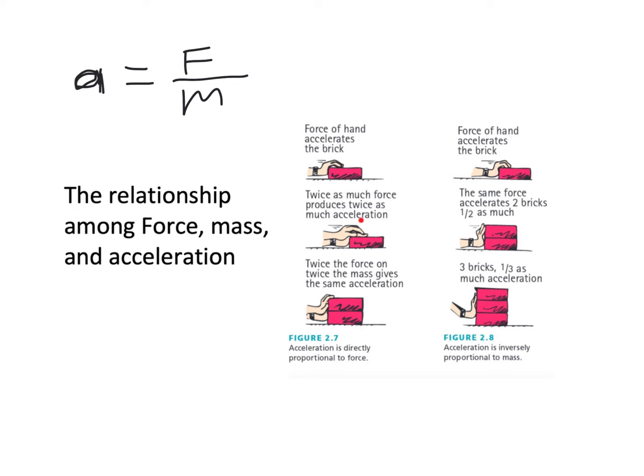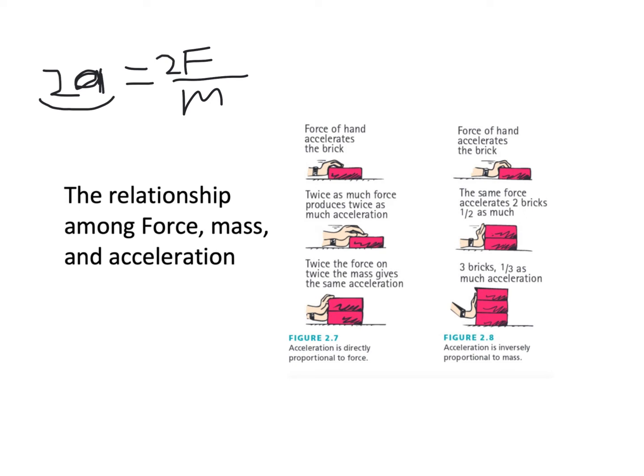Now, what's going to happen if I double the force? So now you can see in the picture I've got two hands pushing on the brick, and so I have doubled the force. And so I can put a 2 in front of the F, and the force has gone up twice as much. But there's a thing about equations. If you do it to the right-hand side, you got to do it to the left-hand side. So guess what happens? If I double the force, I get twice the acceleration. And that's what we see here. If you have twice as much force, you get twice as much acceleration.